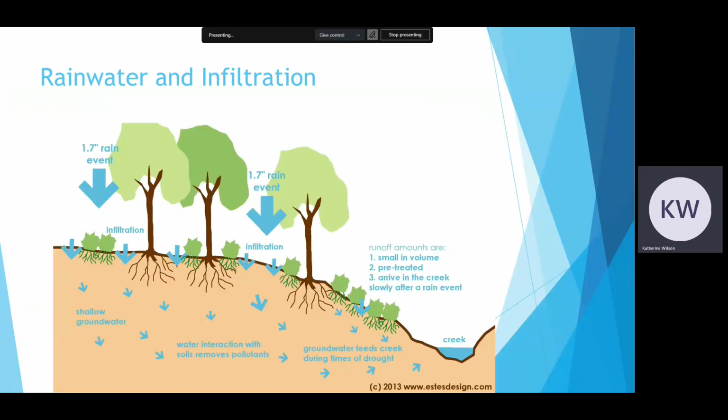Let's back up for a minute. If we didn't have any development, most rainwater would naturally infiltrate or soak into the ground. This is important because when water soaks into the ground, it flows underground and then discharges to our streams or replenishes our groundwater. When water flows underground, it is cooled and filtered by the soil before finding its way back to our streams and lakes.